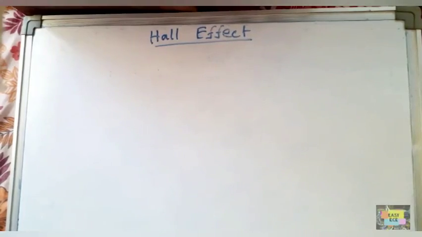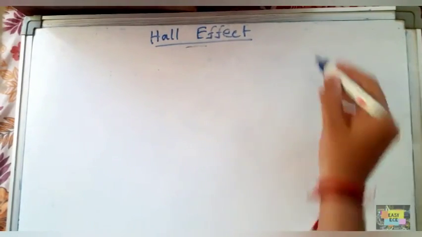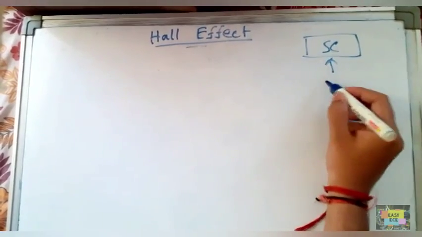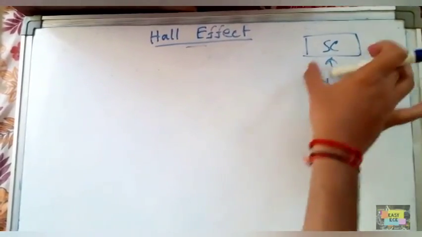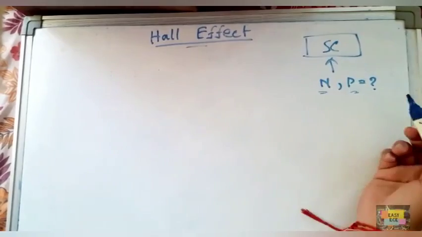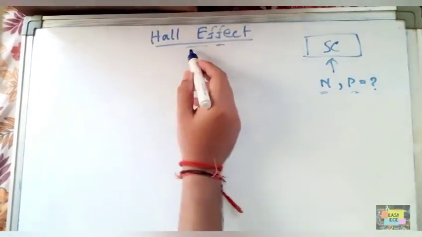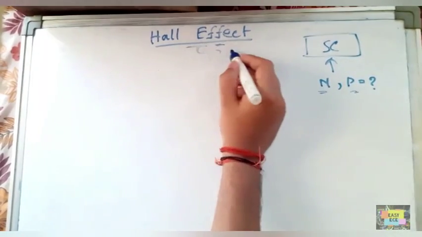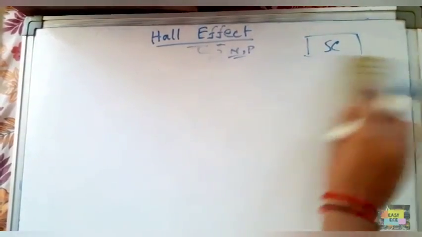So, Hall effect. In this video we discuss the Hall effect. First of all, you need to think about it. If you have a semiconductor, you need to know whether it is N type or P type. How do you know that? The solution is the Hall effect. By the Hall effect, you can easily measure or check whether the semiconductor is N type or P type. So this is the main basic thing about the Hall effect.